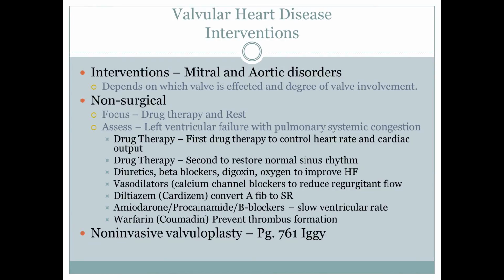So you will be seeing these patients get diuretics, beta blockers, digoxin, and oxygen to improve heart failure. They may get some vasodilators to reduce the regurgitated flow. They can get Cardizem to convert AFib to a sinus rhythm, amiodarone, beta blockers, procainamide to slow the ventricular rate, and Coumadin to prevent thrombus formation. The non-invasive valvuloplasty is covered on page 761, so you need to go in and read that.